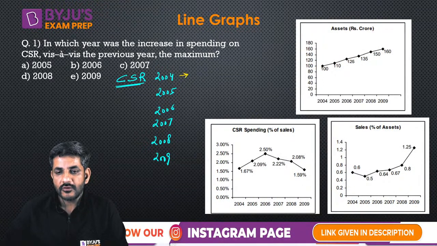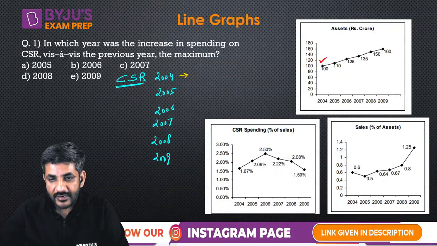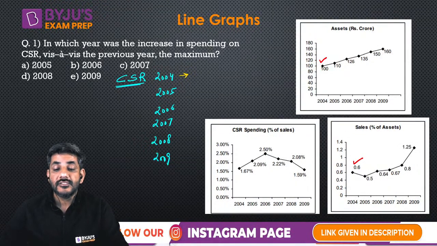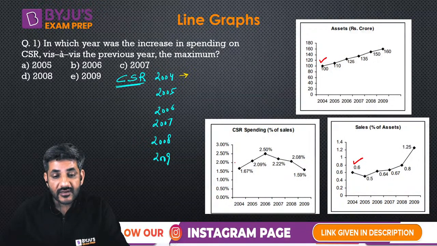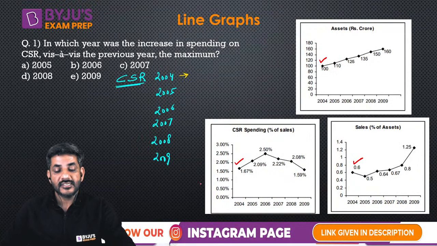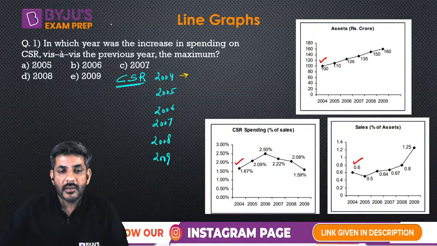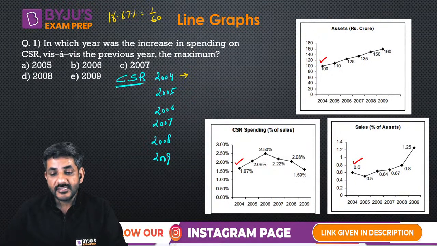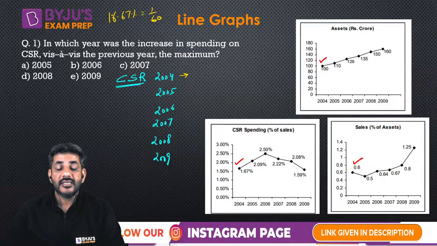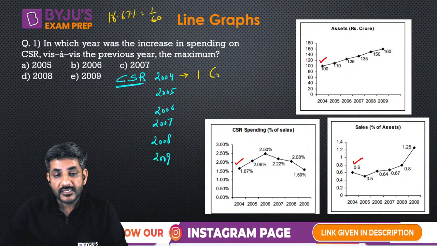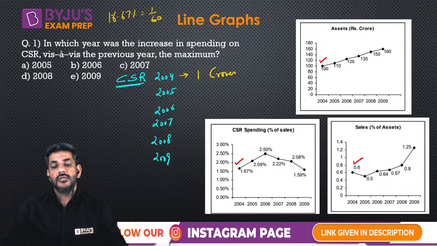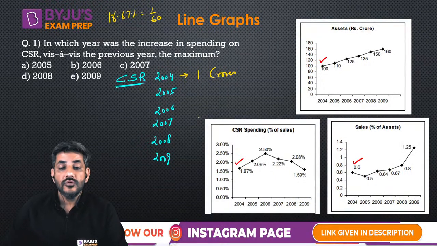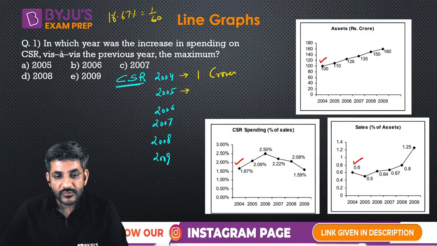In 2004, how would you calculate that? So assets are 100, sales are 0.6 times of 100, which is equal to 60, and 60 ka 1.67%. Now what is 1.67%? If you all remember, 16.67% जो होता है, that is 1 by 6. इसमें एक डेसिमल पीछे ले गए तो 1 by 60, right? So it is 100 into 0.6, which is 60, और 60 का 1 by 60, that means it is equal to 1 crore. In 2004, it is equal to 1 crore. Let's have a look at 2005.